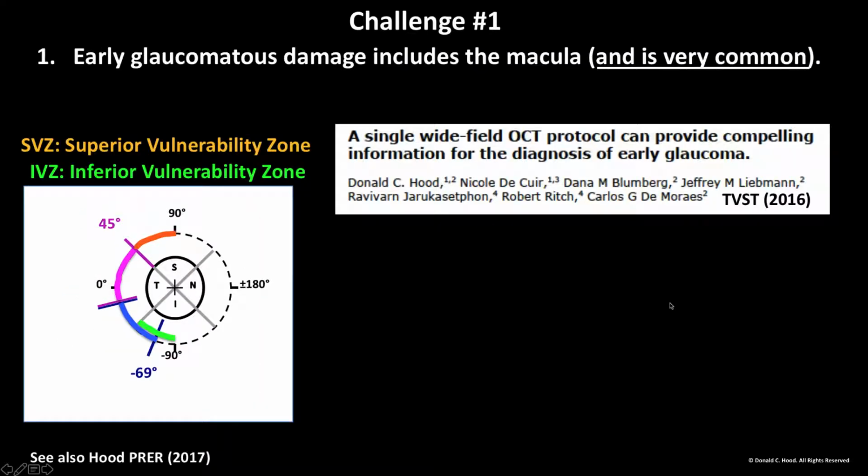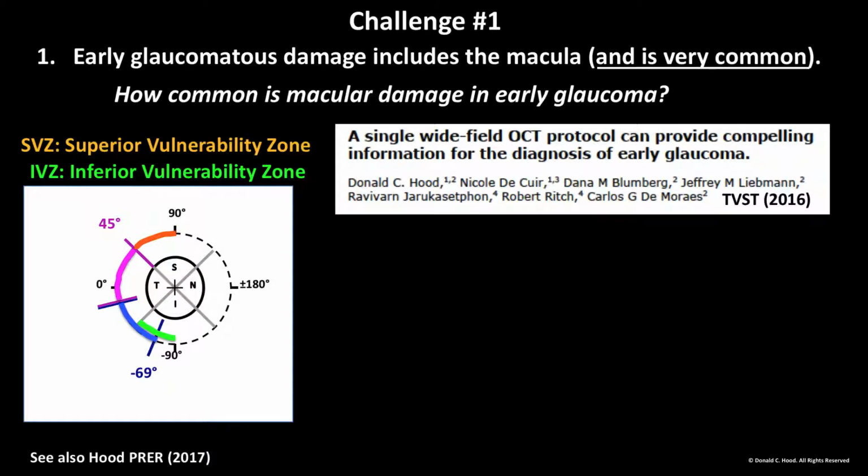Okay, and it is very common. There's a lot of evidence now accumulating about how common it is, although for those of you who are skeptics, take this as a working hypothesis and go out and test it. We're arguing that early glaucoma damage includes the macula and is very common. So here's one piece of evidence.